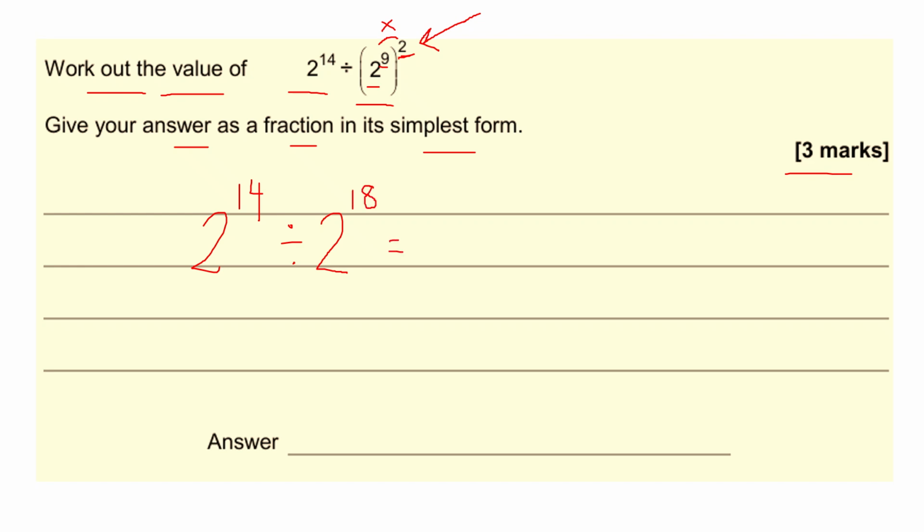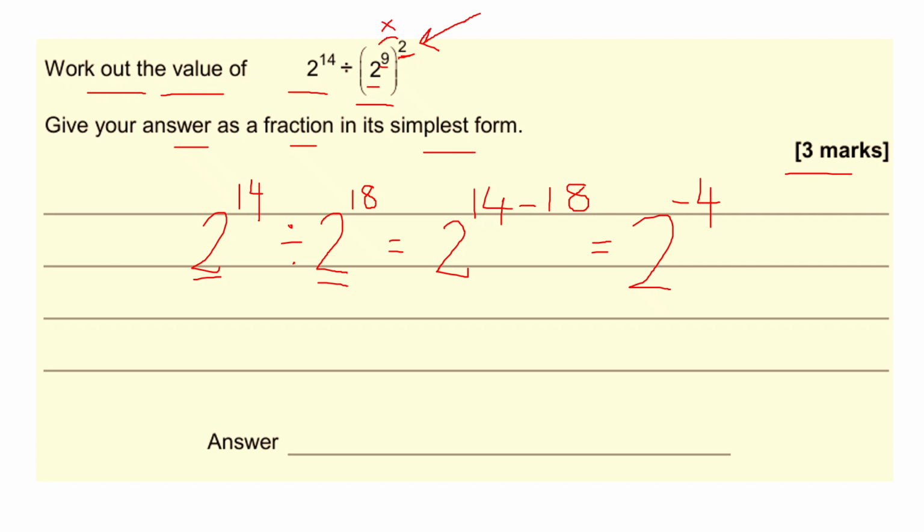What next, guys? Well, now I'm dividing with the same base, so I'm going to subtract those powers, those indices. So it's 2 to the power of 14 minus 18. And 14 take away 18 is minus 4. So it's 2 to the power of minus 4.